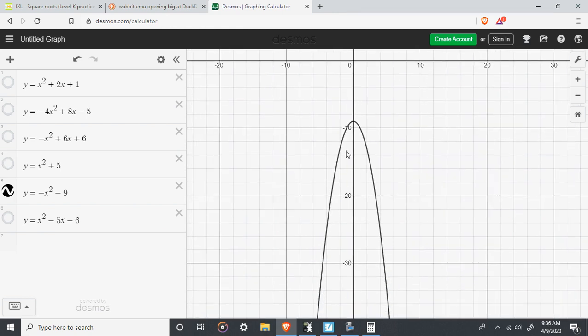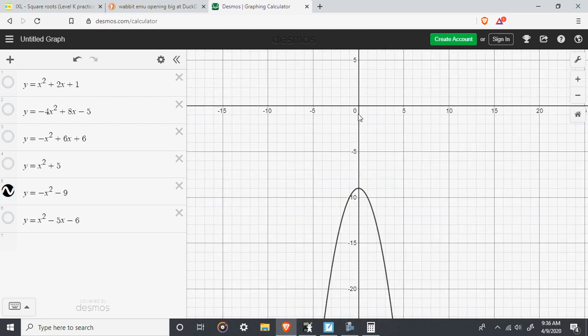If I have something like this, again, your maximum is going to be -9. Your vertex is going to be, again, -1, 2, 3, 4, 5, 6, 7, 8, 9. So 0, -9 is your vertex, -9 is your y-intercept. Okay?